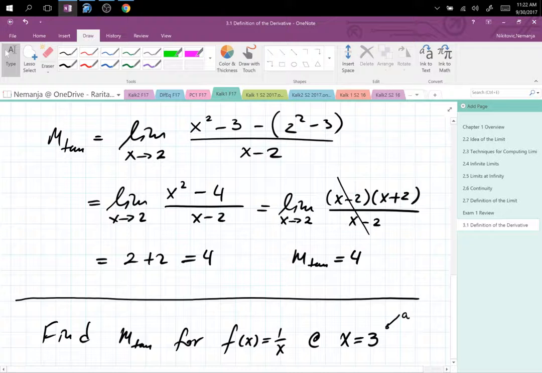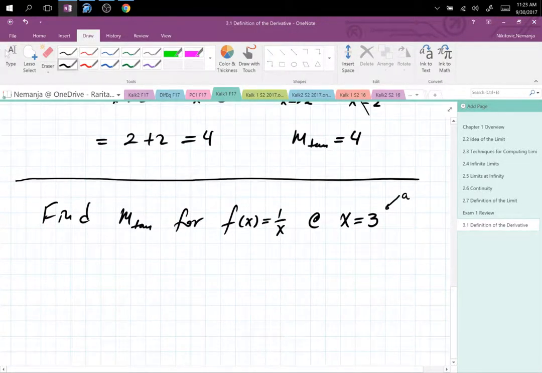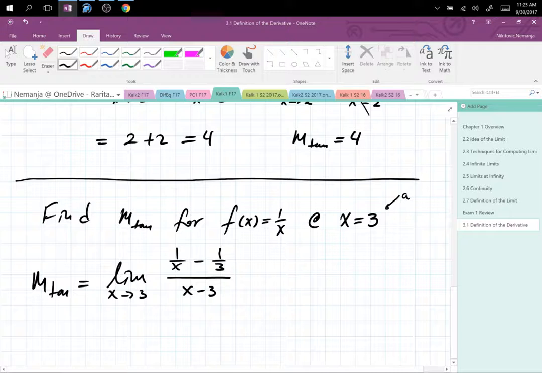All done? Let's take a look. M tangent is going to be limit as x goes to 3, 1 over x minus 1 over 3 divided by x minus 3. So the only thing I can do is subtract these fractions on top using common denominator. So I have limit x goes to 3, 3 minus x over 3x, everything divided by x minus 3.